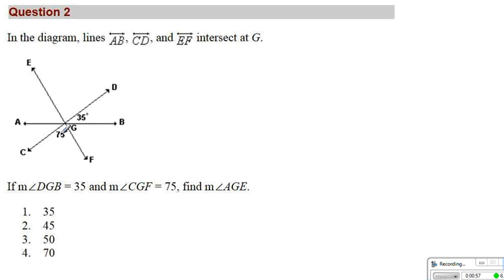So here we have 75, and this is 35. We want to find angle AGE. AGE means this angle, that is our question mark. But in fact, by vertical angles, this must be equal to this angle, BGF.